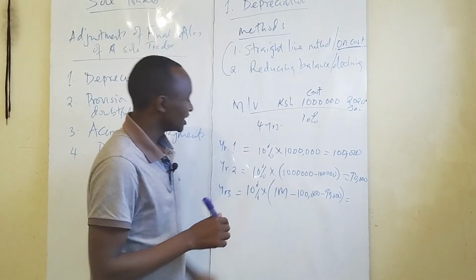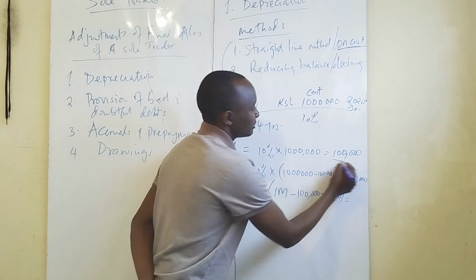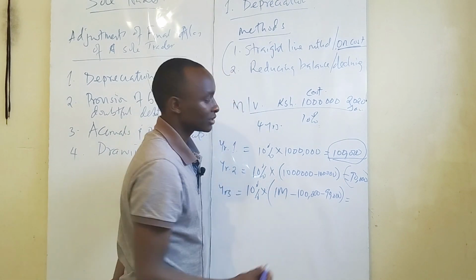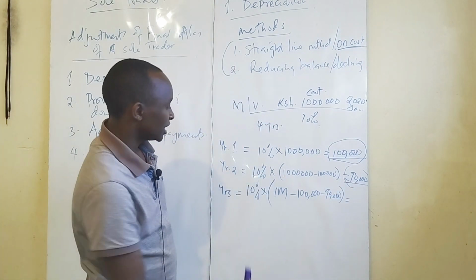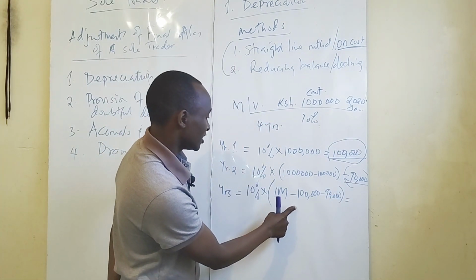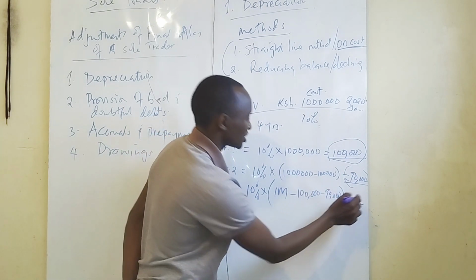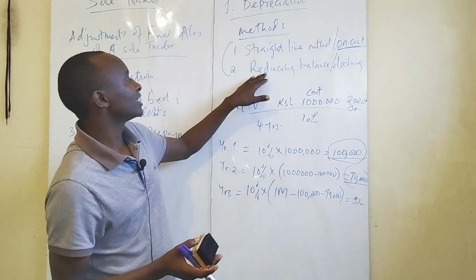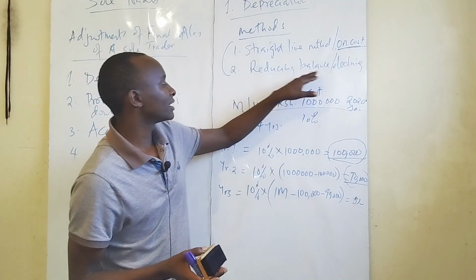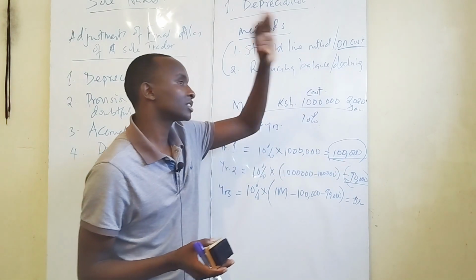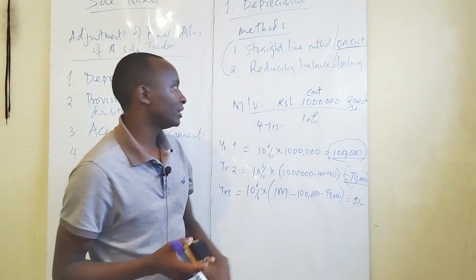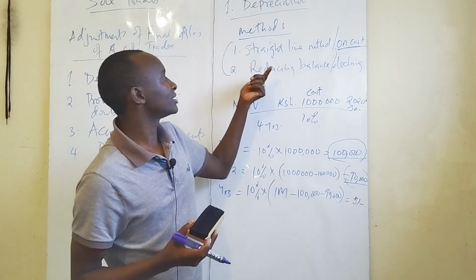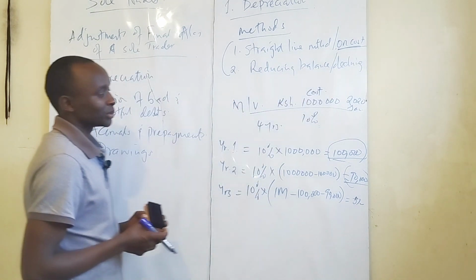So in short, the reducing balance means the depreciation balance reduces year by year. Like here, year 1 is 100,000, year 2 is 90,000, year 3 is around 81,000, going down, isn't it? So that is reducing balance. The balance of the cost, or rather the balance of depreciation, is going down year by year throughout the economic life of the non-current asset. That's why it's known as the reducing or declining method of depreciation.